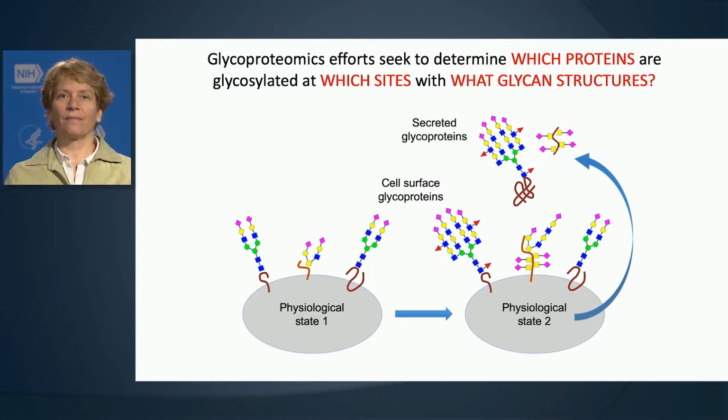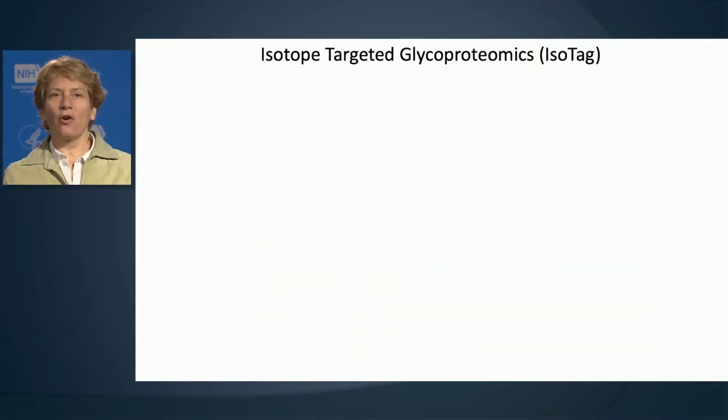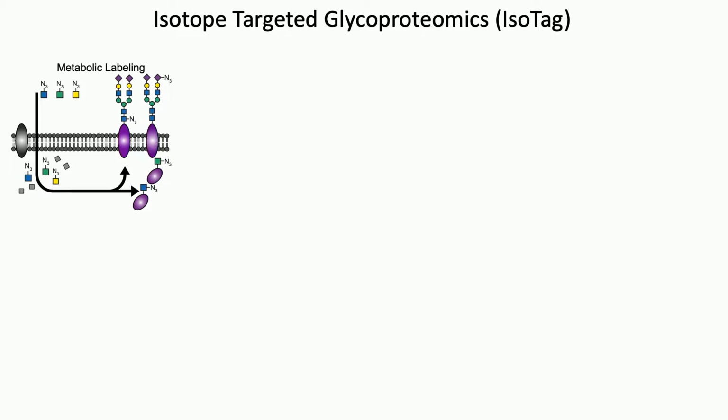So we developed isotope-targeted glycoproteomics, which we abbreviate IsoTag, as a mechanism to be able to quickly grab glycoproteins from complex samples, such as body fluids, or from cultured cells in a dish, or even biopsy samples from a diseased tissue, and grab those glycoproteins and process them to figure out which proteins have glycans of what structures and at what sites. The process begins with metabolic labeling.